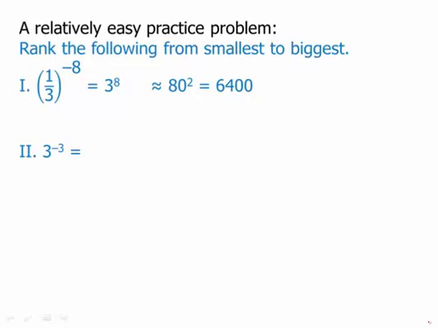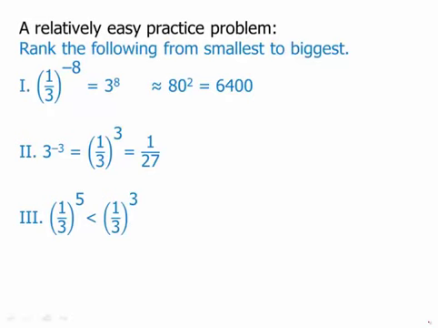3 to the -3rd. Well, this is 1/3 to the third, and so this is 1/27. Okay, so that's clearly much smaller than 1. And then if we look at the last one, 1/3 to the fifth, we don't even have to calculate the value. 1/3 to the fifth we know is going to be smaller than 1/3 to the third. And so that means that 3 is the smallest, 2 is the middle, and 1 is the biggest. So in order, it's 3, 2, 1, and this is answer choice E.